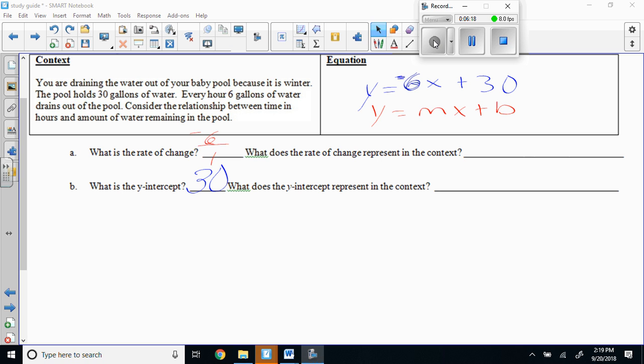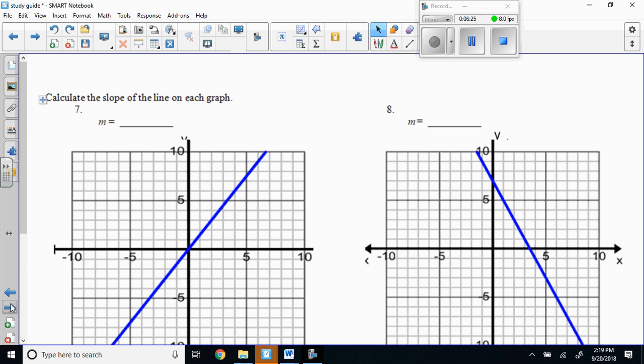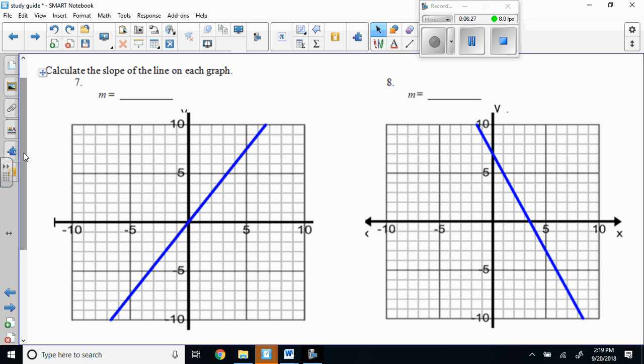Okay, folks, next, turn your page. Go to the second sheet. You have graphs, do you not? There you go. We are defining slope. So hopefully you found slope last night, right? Hopefully.